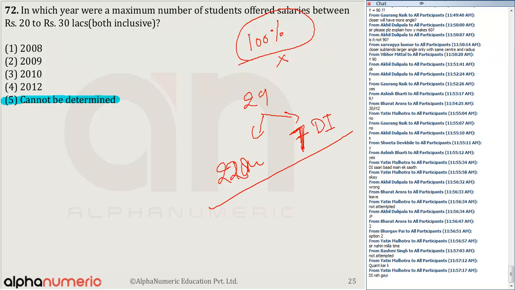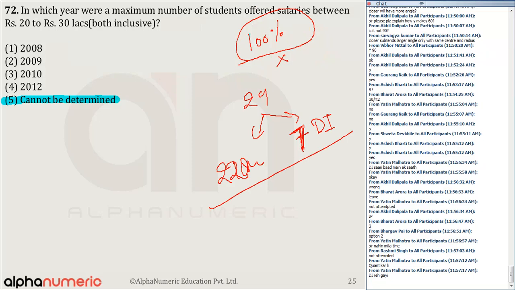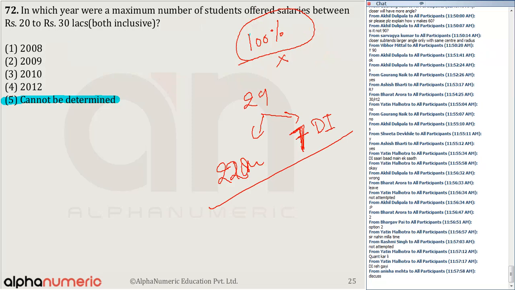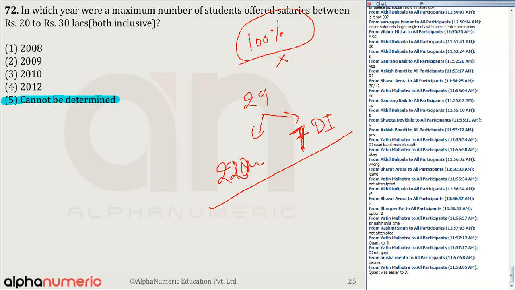Should I discuss the DI? Okay, what I am seeing here, only 2 people have tried DI sets. Pehla wala DI ka set, aur last wala jo DI ka set hai, keval 2-3 logo ne try kiya hai bas. Only 2 to 3 people have tried.